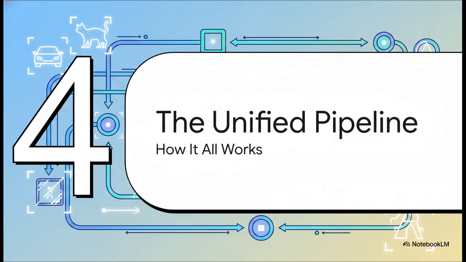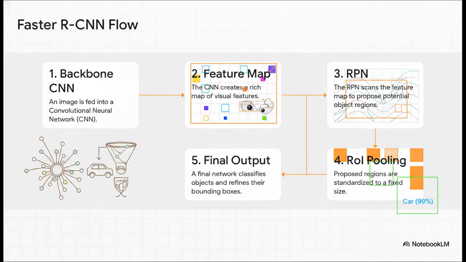Okay, so how does this whole thing actually work together? Let's take a look at the entire pipeline, from start to finish. Now, this might look a little complicated, but the logic is actually super straightforward. So here we go. Step 1. An image comes in and gets fed into a main network, what we call the backbone. Its job is to crunch down the image and pull out all the important visual patterns, edges, colors, textures, into something called a feature map.